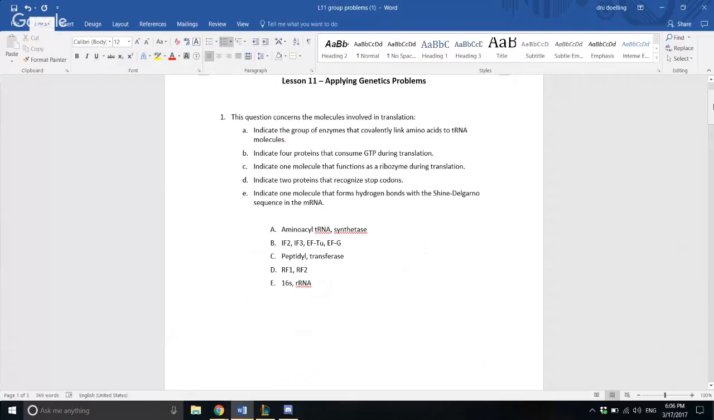Indicate 1 molecule that functions as a ribozyme during translation. Peptidyl transferase. Indicate 2 proteins that recognize stop codons: RF1, RF2. Indicate 1 molecule that forms hydrogen bonds with the Shine-Dalgarno sequences in the mRNA: 16S rRNA. Perfect.